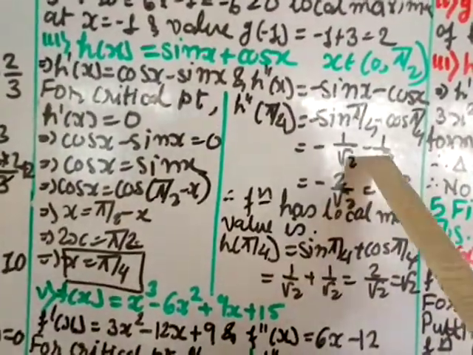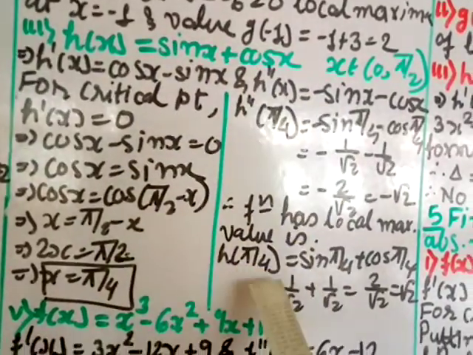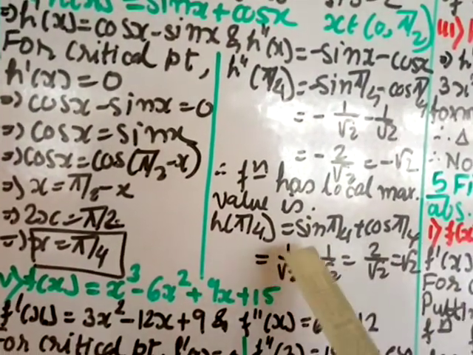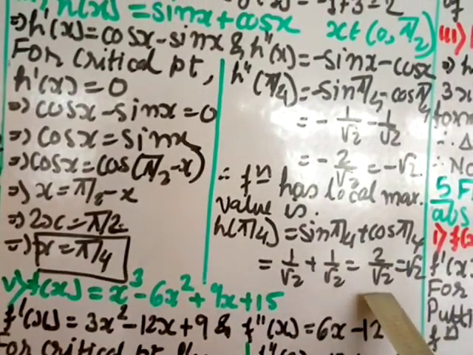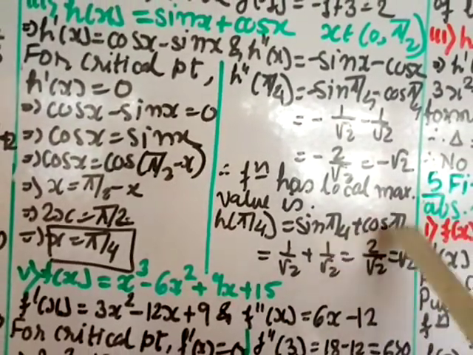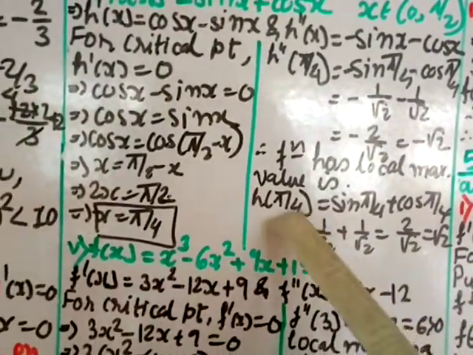What will be the value? Put x equal to pi by 4 in your function. So sin pi by 4, cos pi by 4, so I get 1 by root 2 plus 1 by root 2, that is 1 plus 1 is 2, divided by root 2. 2 can be written as root 2 times root 2, cancel one root 2, so the answer is root 2. So this is the maximum value at pi by 4.